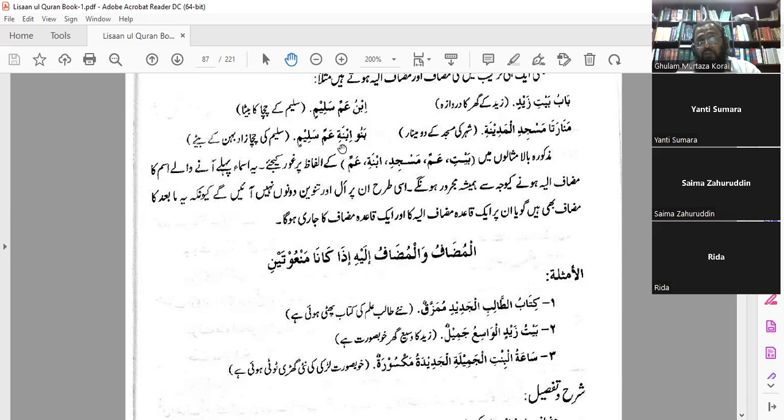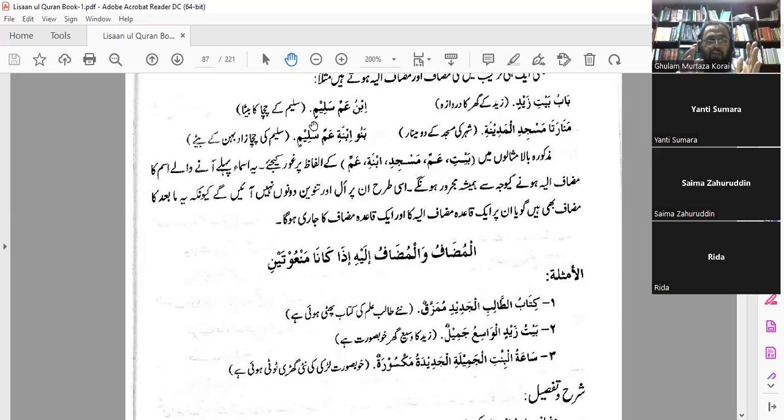But if there is no i'rab, we need to identify by application of all the rules. So ibnati is taking only kasra, it does not take what? Tanween. So it's also muzaf ilay muzaf. And ammi again, it does not take tanween, and it is what? Muzaf ilay muzaf. And salimin is taking tanween, that's why it is the final muzaf ilay.